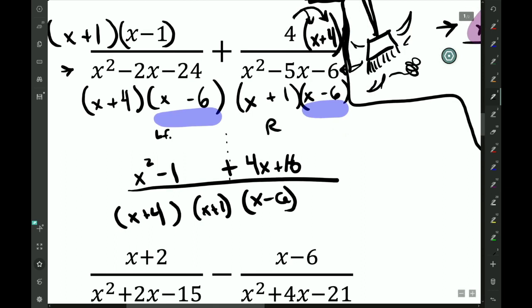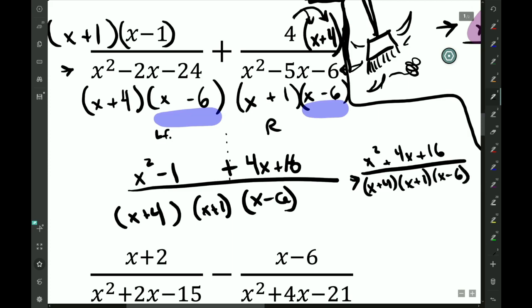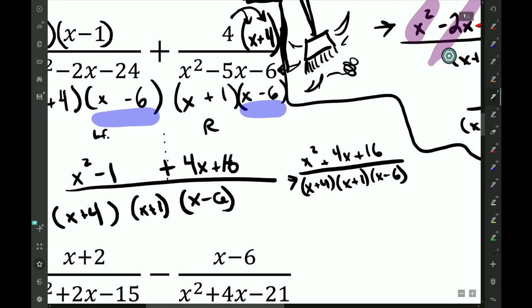That's the left. And we're going to add like terms, x squared plus 4x plus 16 all over x plus 4, x plus 1, and x minus 6. So that's really all it is there, okay? Add like terms at the end, and again, happy, happy, happy.